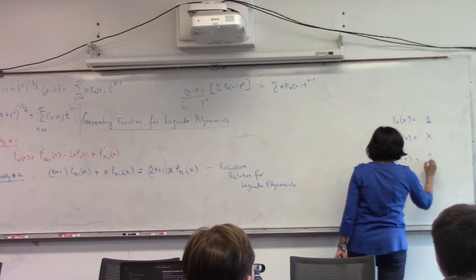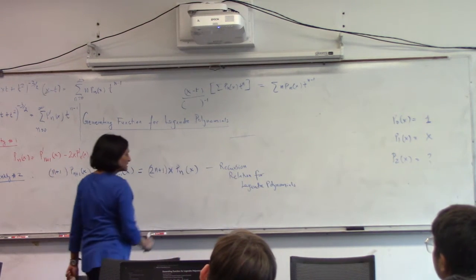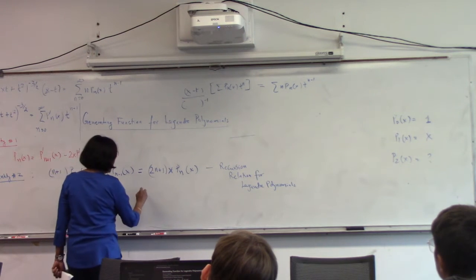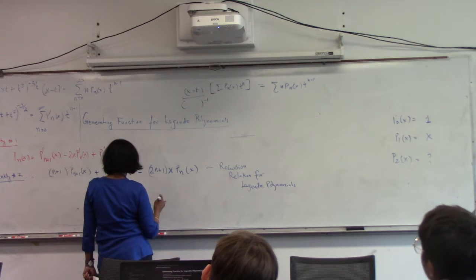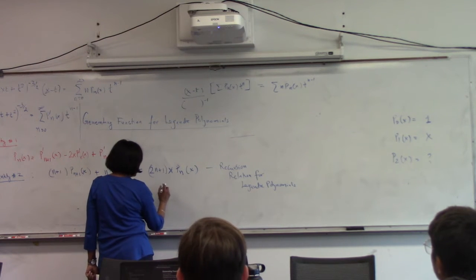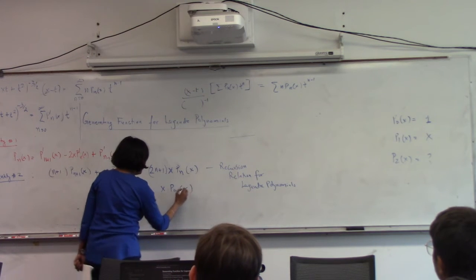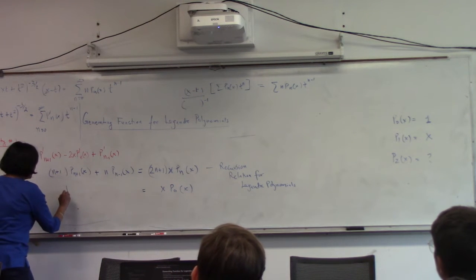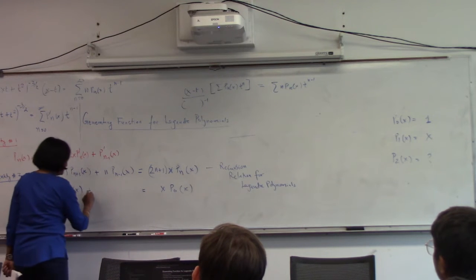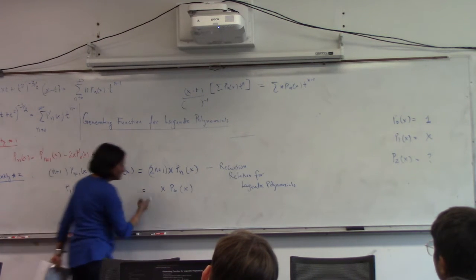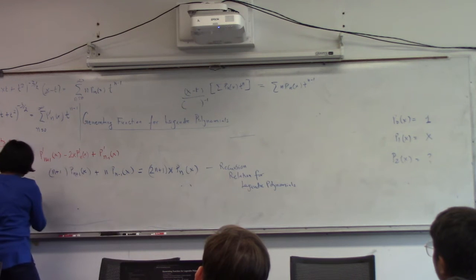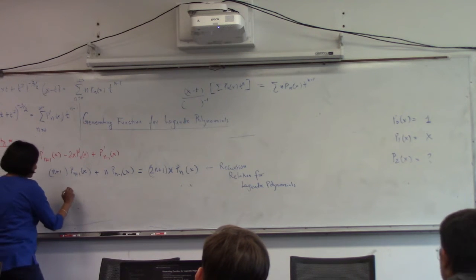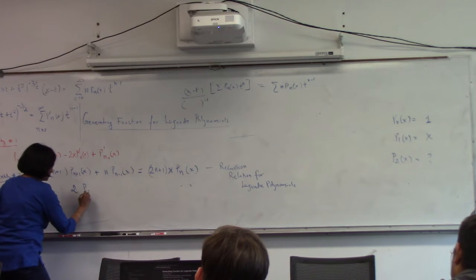P2(x), we can calculate from here. P0(x) is 1 for any value of x. So let's put n equal to 0 here. Sorry, I should put n equal to 1, because I need the expression the other way around. So let's put n equal to 1.